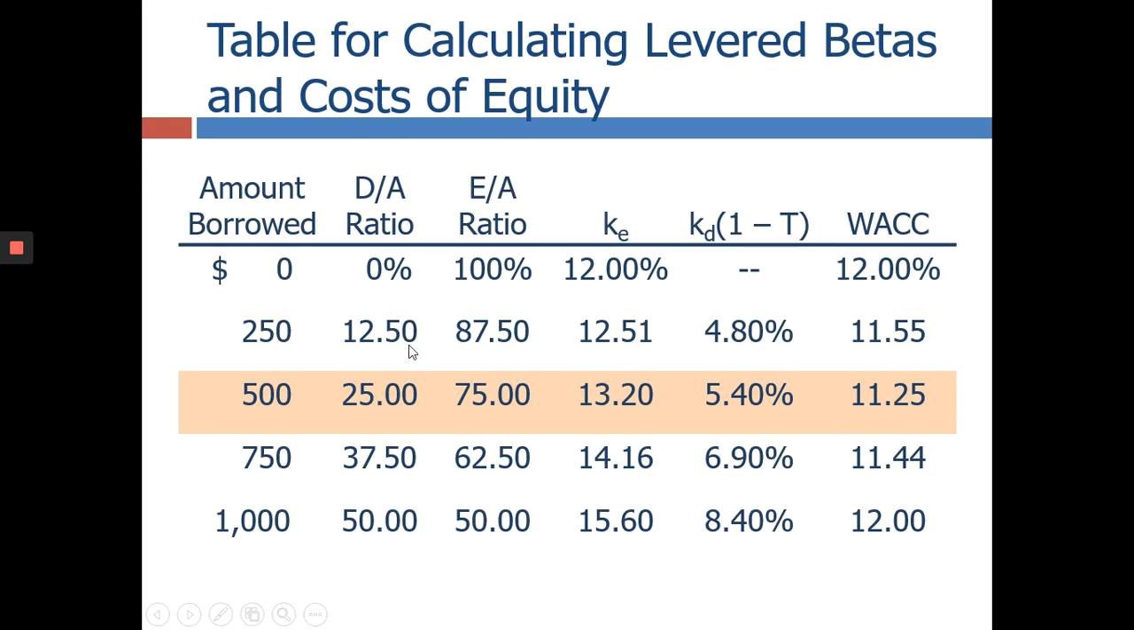So what was the capital structure? 25% debt, 75% equity. So this is the optimal capital structure for the company. All right, not 100% equity or 50-50. It's 25% debt, 75% equity. So that is the optimal capital structure. And how do we know? By looking at the overall cost of capital, right?